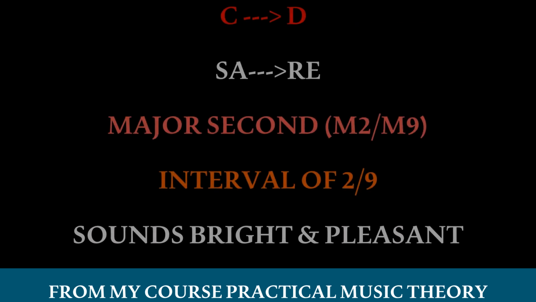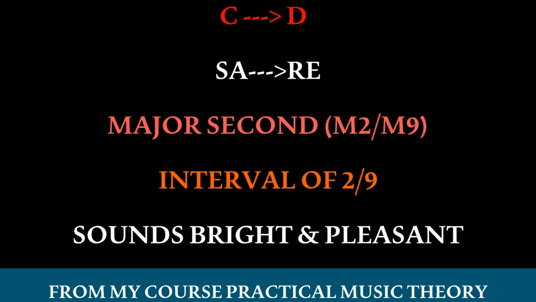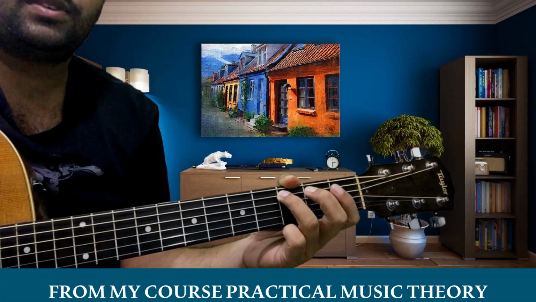So the first interval in the major scale is the interval between the first and the second note, which is C and D. In the Indian system, this is Sa and Re Shuddh Swars. This is known as the major second, or in the higher octave, the major ninth, which is written as capital M2 or capital M9. And in the modern system, you can simply call it an interval of 2 or 9. And this sounds bright and quite pleasant. The major second interval starting from the C note.